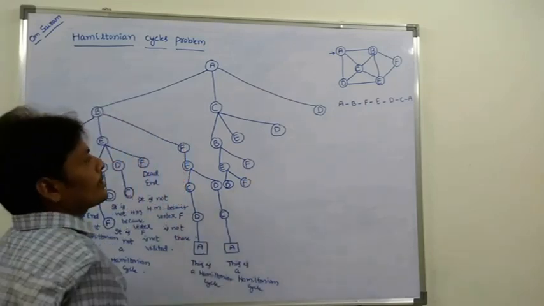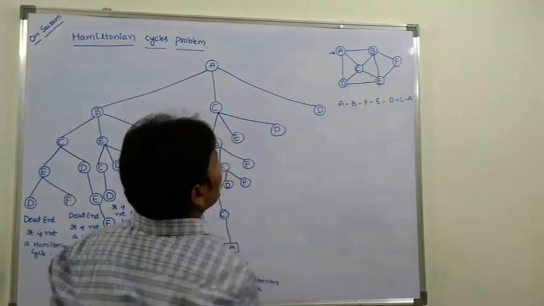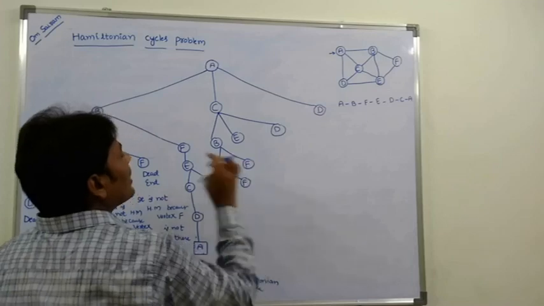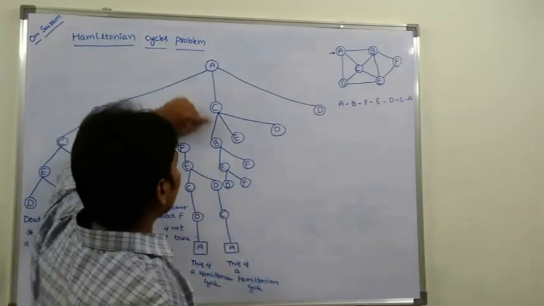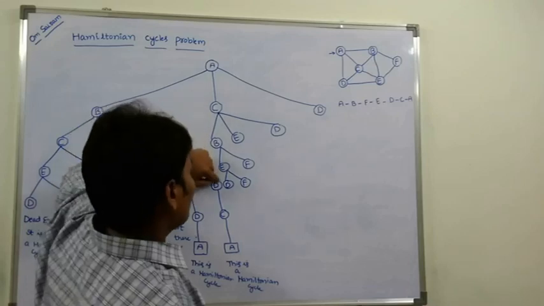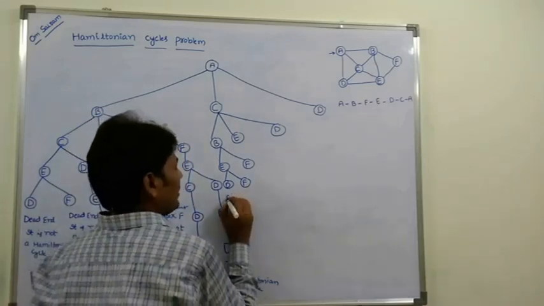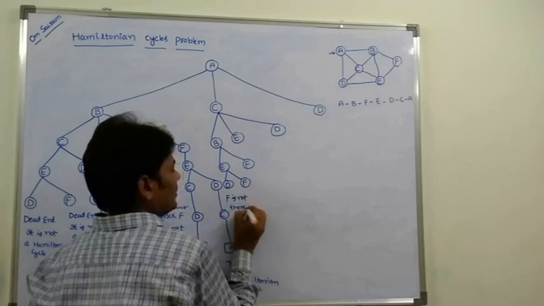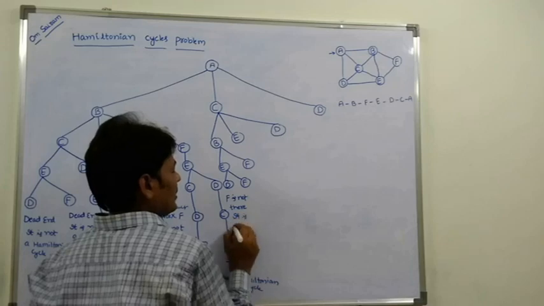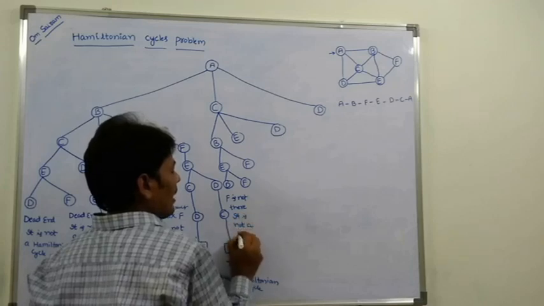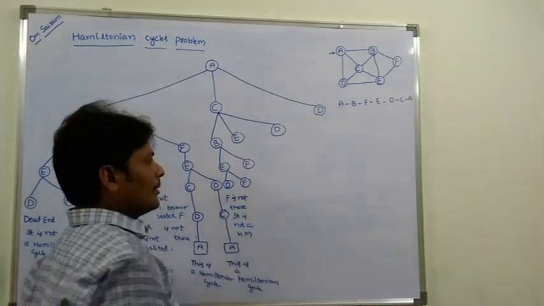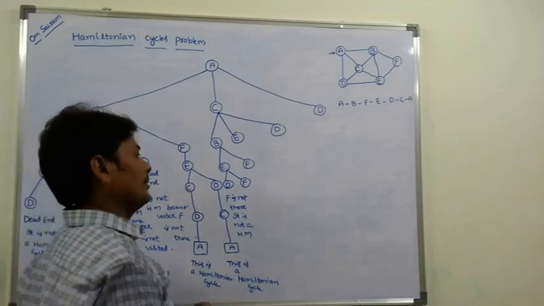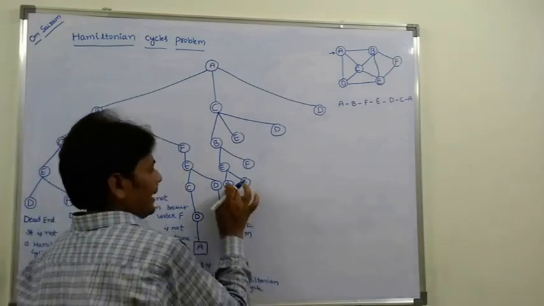Next, consider vertex D. What are the adjacent nodes for D? A, C, E. A, C, and E are all already completed. So in this path, F is not visited. So it is not a Hamiltonian cycle. For shortcut purposes, we are using H.C. for Hamiltonian cycle. So it is a dead end.